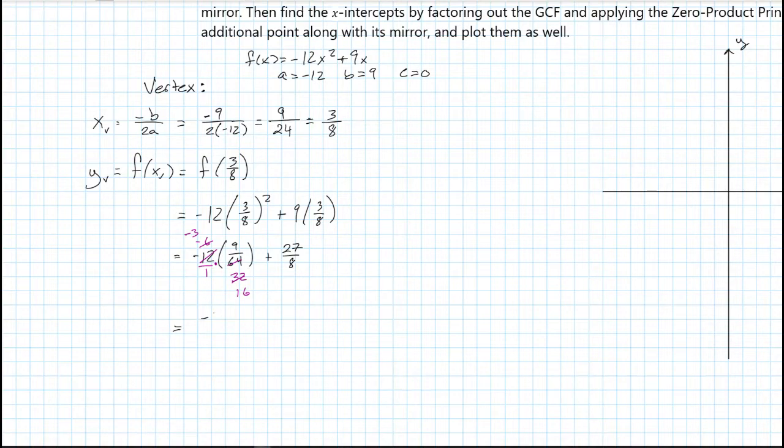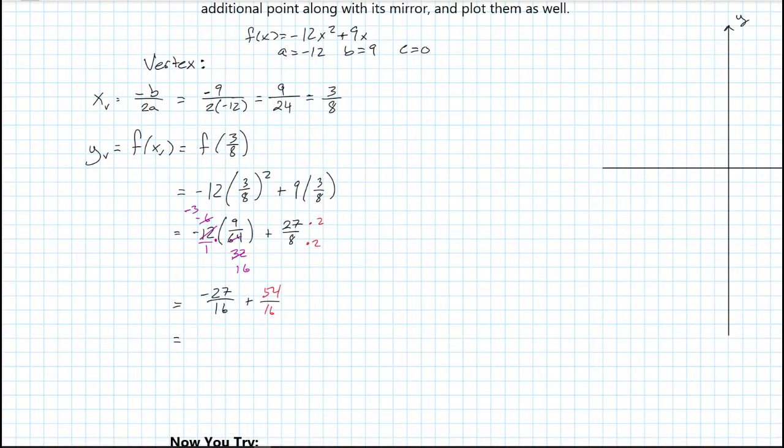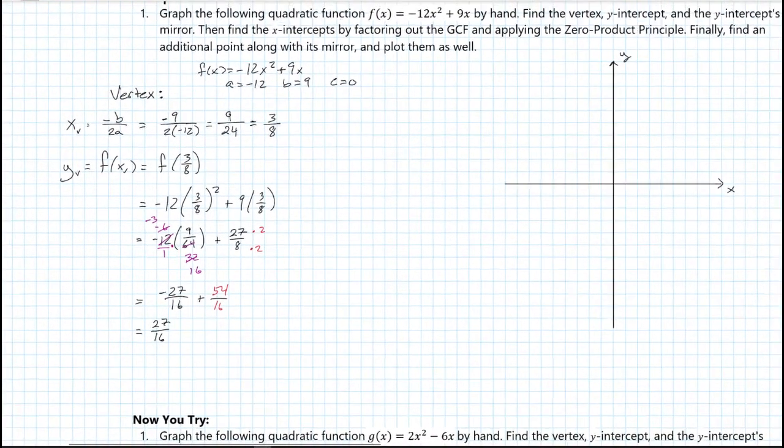Negative 3 times 9 is negative 27. And then we have 1 times 16 is just 16 on the bottom. And that doesn't reduce anymore, so I'm going to go ahead and multiply the 27 over 8 by 2, top and bottom. So this is going to give us 54 over 16. And we can now get that negative 27 over 16 plus 54 over 16 is 27 over 16. So even the y value of my vertex is a not fun fraction.